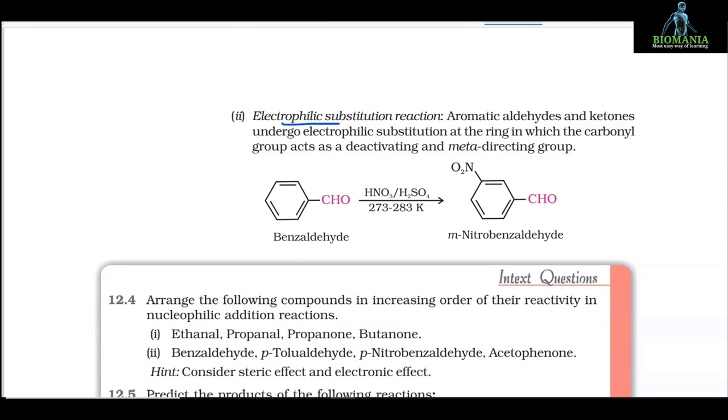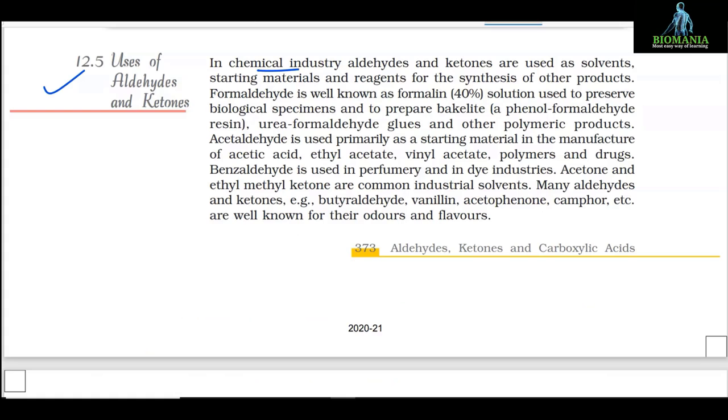Number 2, electrophilic substitution reaction. Aromatic aldehydes and ketones undergo electrophilic substitution at the ring in which the carbonyl group acts as a deactivating and meta-directing group. Here you can see benzaldehyde in the presence of HNO3 and H2SO4 at the temperature 273-283 Kelvin, it is forming m-nitrobenzaldehyde.